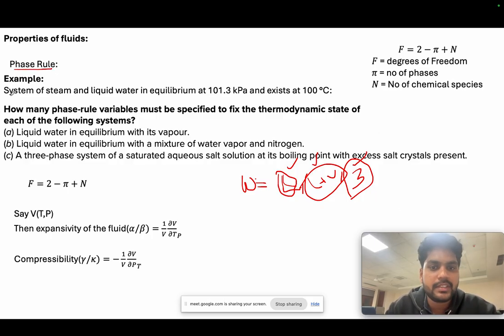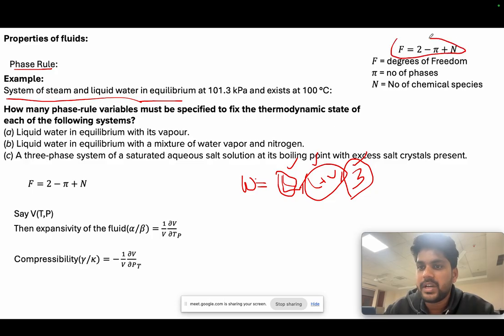Suppose I take the example of a system of steam and liquid water in equilibrium. The degrees of freedom are given by the formula F = 2 - π + n. No need to worry about what this equation does yet. You can take this degree of freedom equation. Degrees of freedom are nothing but how many intensive variables you can play with.